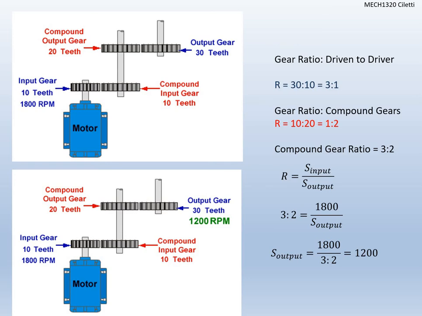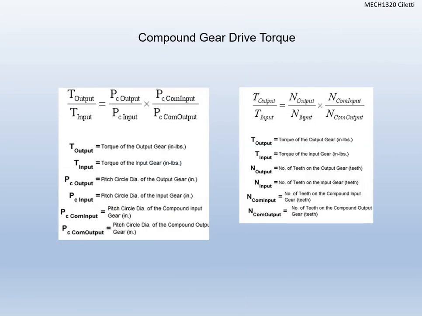We can also do it the other way, right? The ratio is input speed over output speed. So we have 1800 divided by our output speed, and that equals our 3 to 2 ratio. So our output speed is going to be 1200. So we'd take 1800 divided by 3 over 2. When you do 1800 divided by 3 over 2, you're actually going to multiply by the reciprocal because it's a fraction. So you're going to take 1800 times 2 divided by 3 in this case. So you get 3600 divided by 3, which gives us the 1200 there. So there's how we're working with a compound gear drive using ratios and speed.